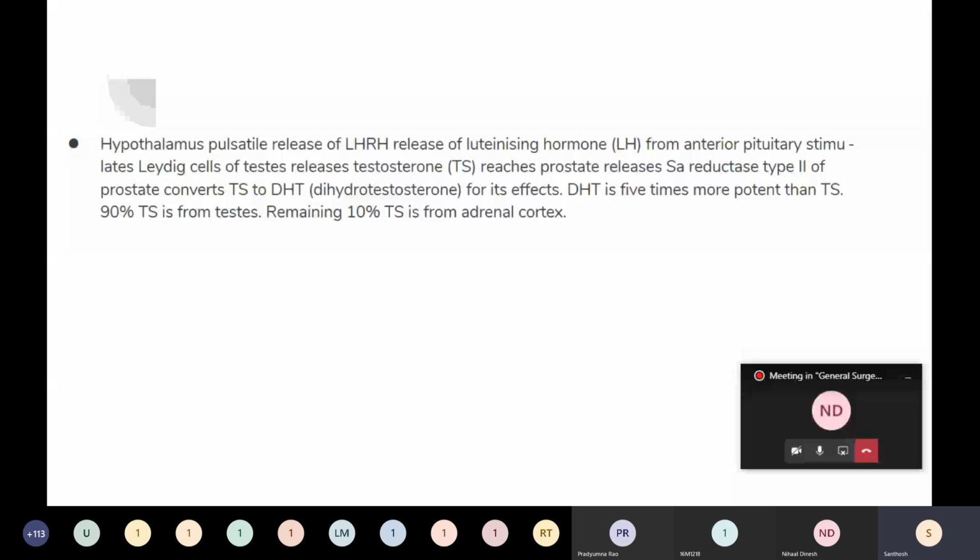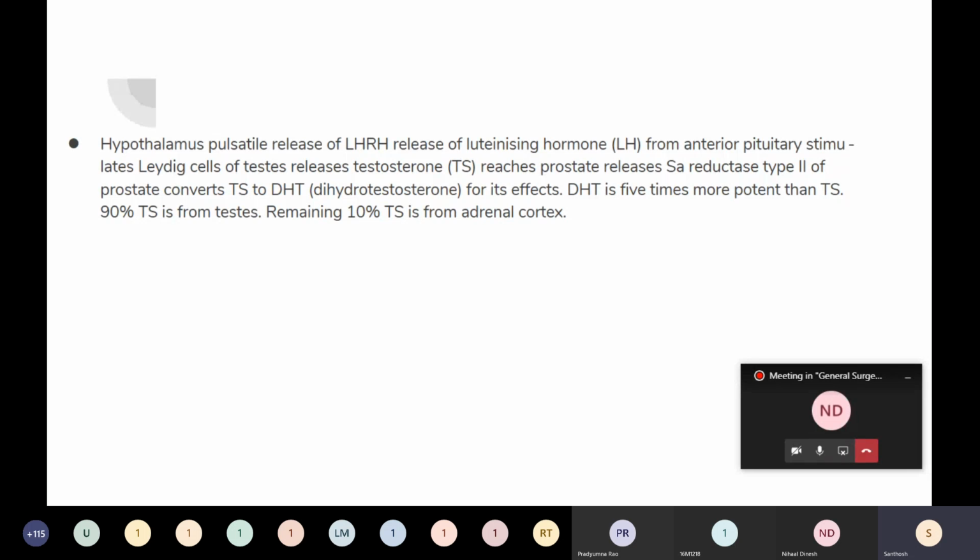Another thing is the hypothalamus pulsatile release of LHRH, that is luteinizing hormone releasing hormone. This causes release of LH from anterior pituitary, which stimulates Leydig cells of the testes to release testosterone. This reaches the prostate, where 5-alpha reductase type 2 of the prostate converts testosterone to dihydrotestosterone for its effect.